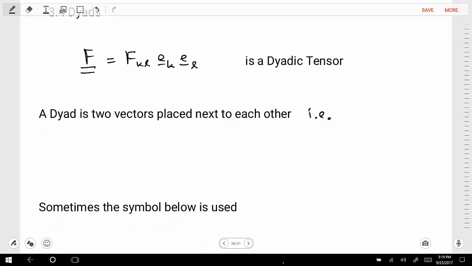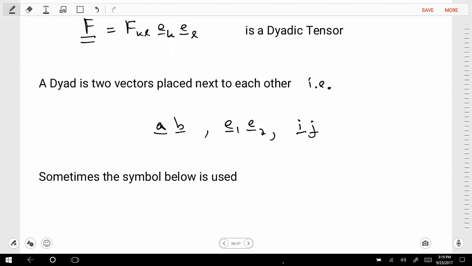So we can say a dyad is, say we have a vector A and a vector B with respect to each other, or we have our base vectors, so say a base vector 1, a base vector 2 with respect to each other, or even if we have something like an I and a J next to each other, we've created this dyad, an I and a J with respect to each other.